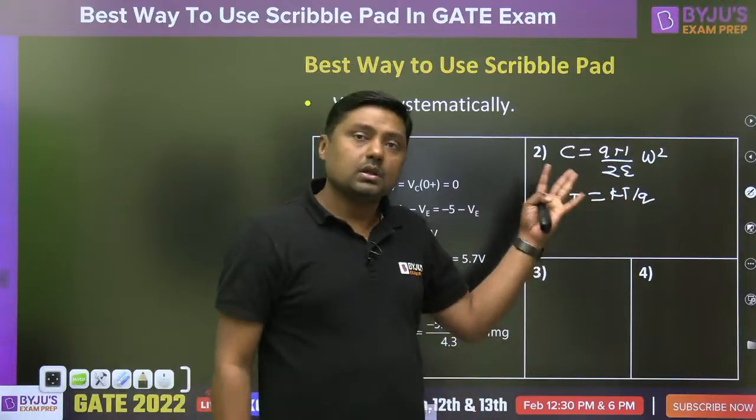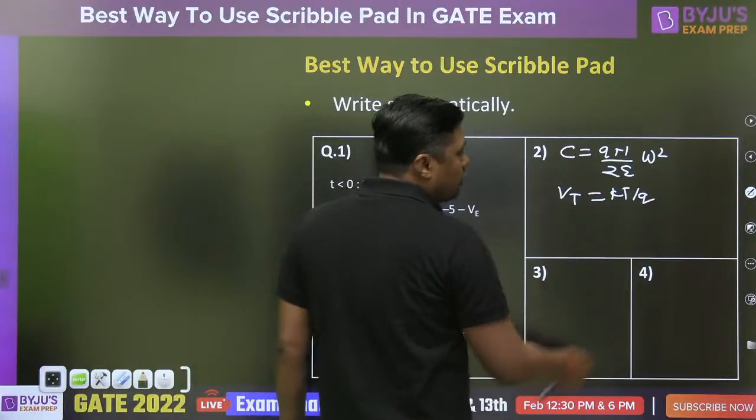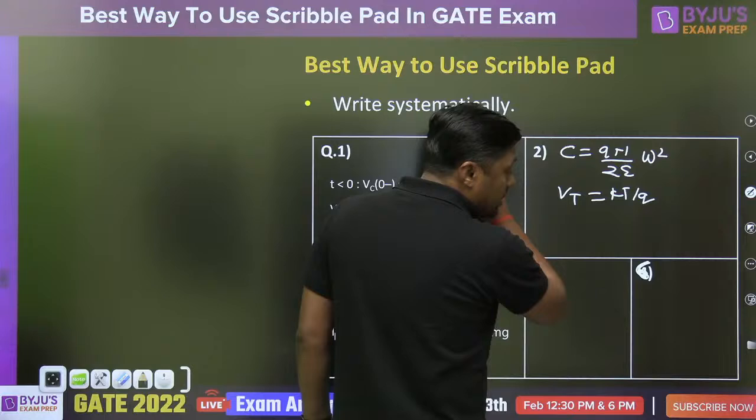Leave it. Just leave it. Go for the next question. It may be the third question, the fourth question, or the sixth question. Write the number in sequence.